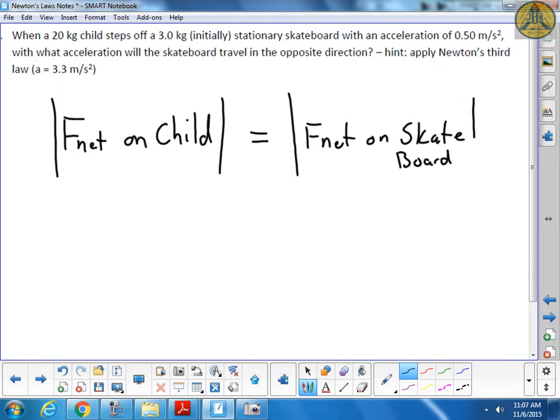So just write out the formula for each object's net force. So net force on the child is the mass of the child. Remember, F net equals ma. So the mass of the child times the acceleration of the child, so C for child, equals mass of the skateboard, so SB for skateboard, times acceleration of the skateboard. If you set this up at first and then go back to the problem and pick your numbers, you're going to have one unknown variable, one unknown acceleration, and you'll be able to put numbers in for the rest of them.